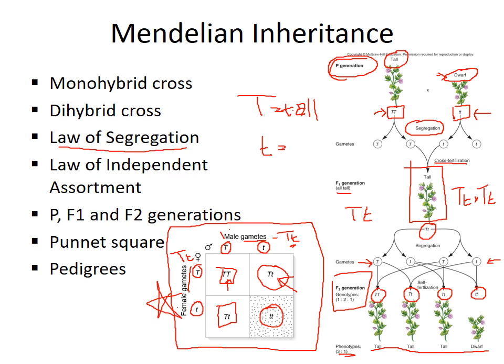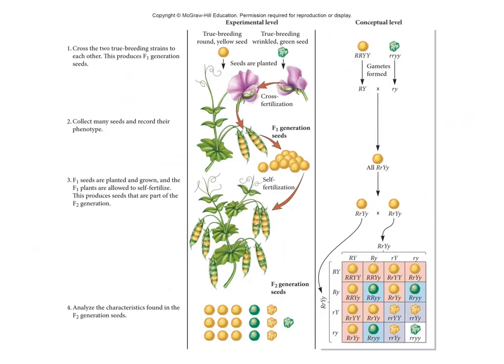Okay? So this is just a look at what we call a monohybrid cross. Monohybrid means you're just looking at one trait. So in this case, we're just looking at what height is going to be, tall or short. You can obviously go ahead and build upon this.